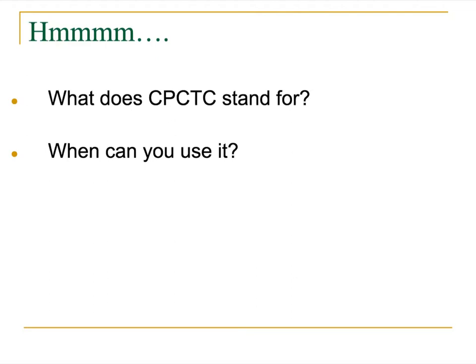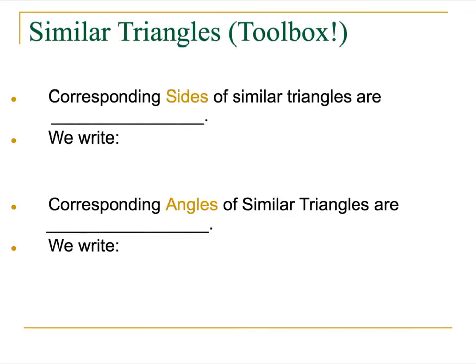And when can you use it? Once you've proven triangles congruent, right? That's when we can use that. So, same logic applies here. Corresponding sides of similar triangles are proportional. And then corresponding angles of similar triangles are congruent.